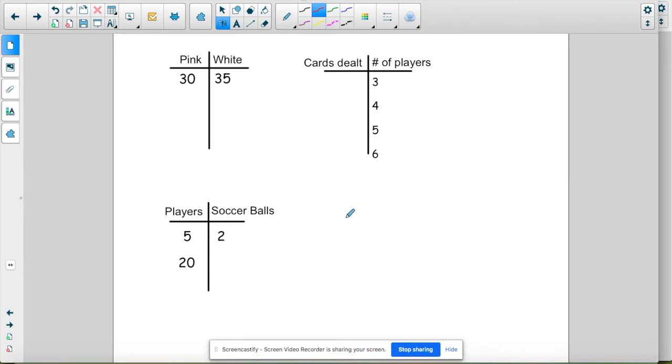The best way to do these type of questions is to set up a table like I have set up here.